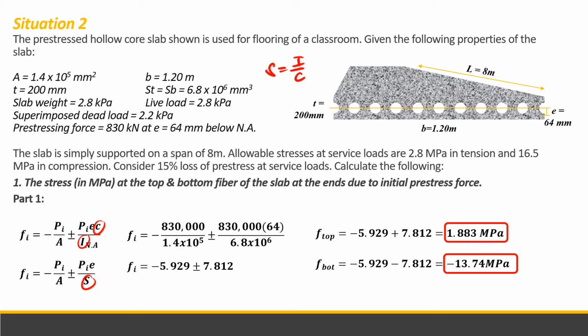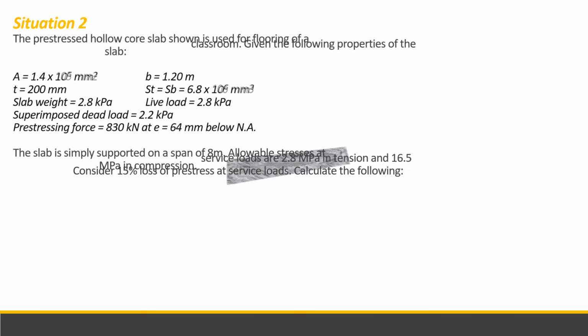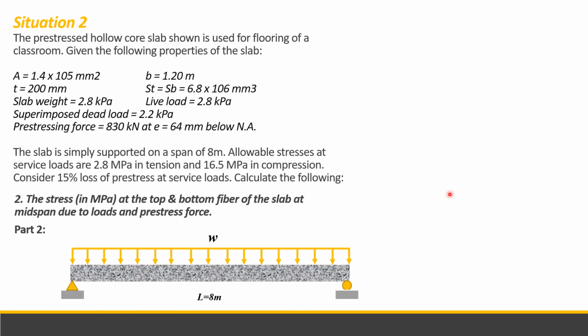Now for the second part, the stress in MPa at the top and bottom fiber of the slab at mid-span due to loads and pre-stress force. Now we will calculate the stresses due to loads, and then the combination of loads and pre-stress. We have solved that at the top and bottom fiber; these are the stresses present. Again, we will solve the distributed load, due to dead load, live load, and superimposed dead load.